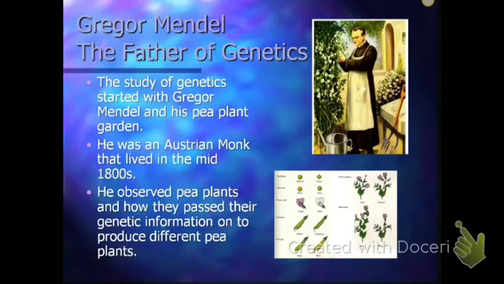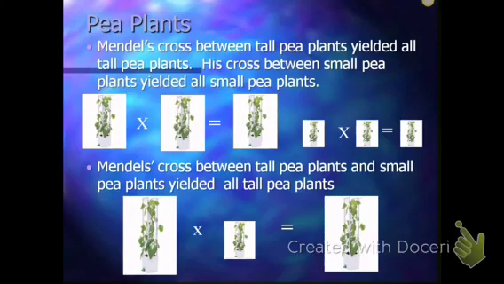He observed pea plants and how they pass their genetic information to produce different types of pea plants, because he was observing some are tall, some are short, some have purple flowers, some have white flowers, some have a green pod color, some have a yellow pod color. And so he was observing all these things, and he was wondering, why is this happening? Okay, so let's talk about it.